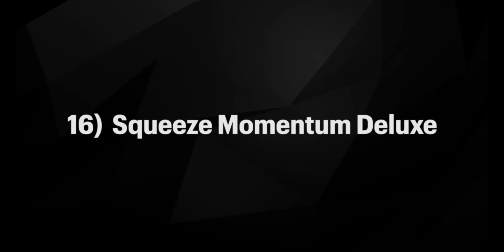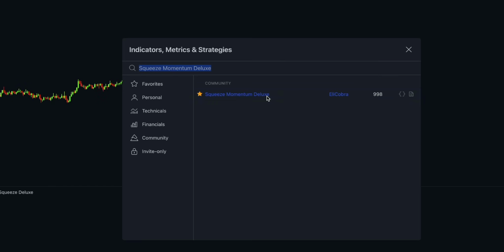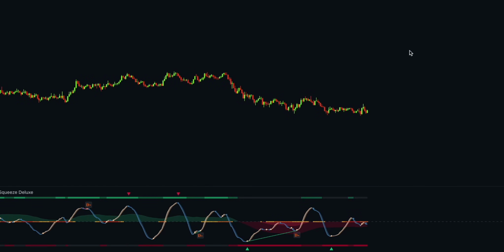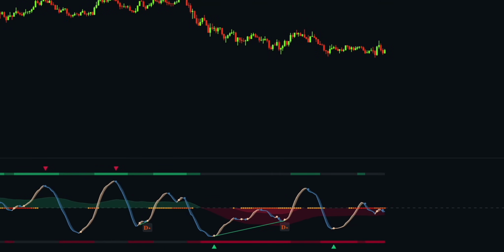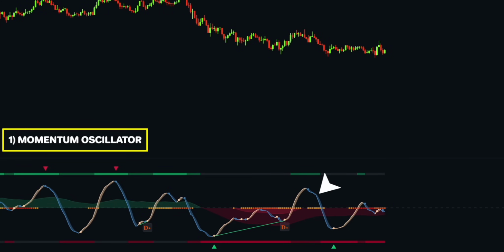Next up, I have a super powerful indicator called the Squeeze Momentum Deluxe by Eli Cobra. This is a next-generation squeeze momentum index built with momentum, volatility, and price action. To understand how to profit from this indicator, we first need to become familiar with its components. The first component, the momentum oscillator, measures the relationship between price and its extremes over a defined period.